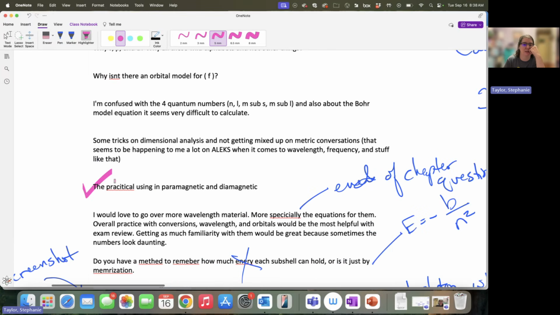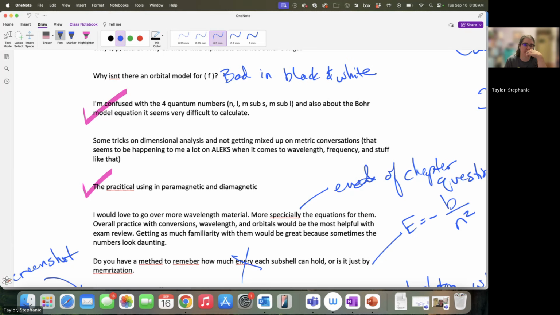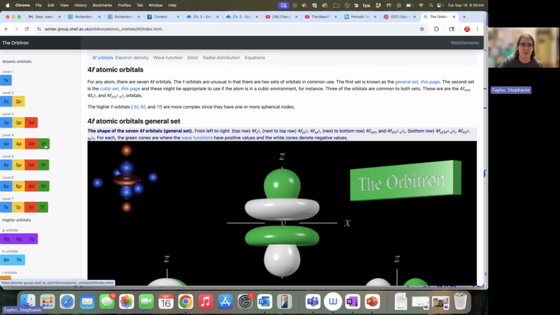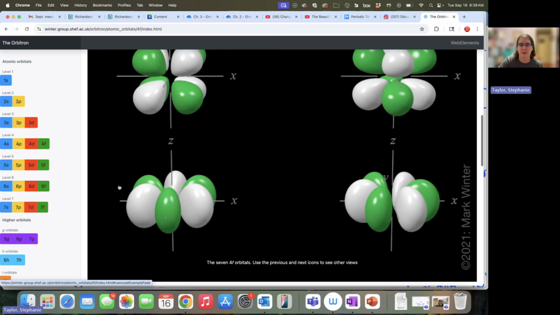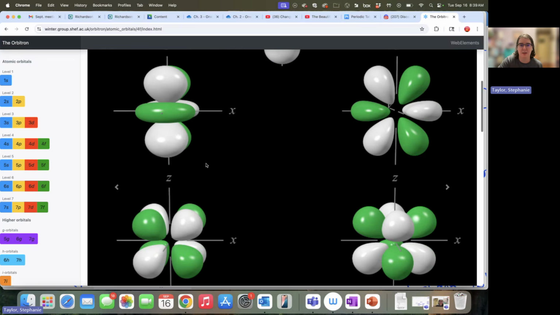So I did that. So I did the 4 quantum numbers and I did the Bohr model equation. Why isn't there an orbital model for F? It's basically just bad in black and white. So I did show off the orbitron for F because you can do it. You just need some art skills. And even these are a little bit difficult. I don't know if it's obvious what is happening here.